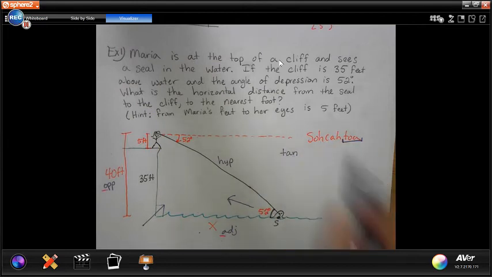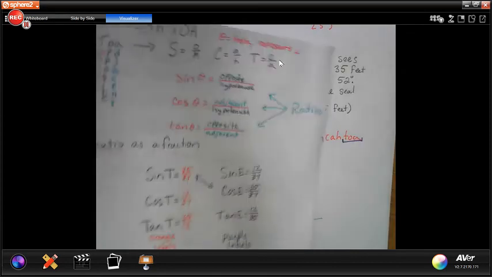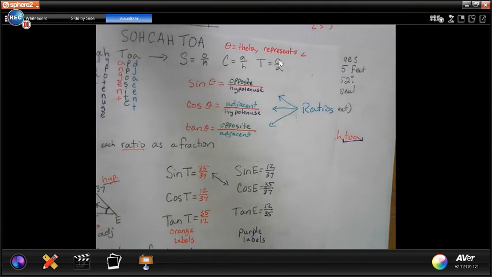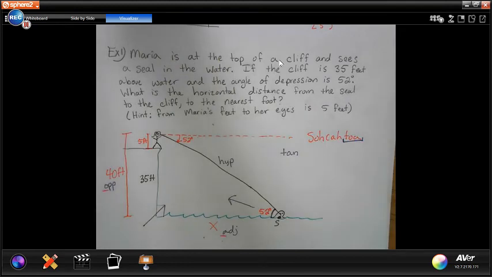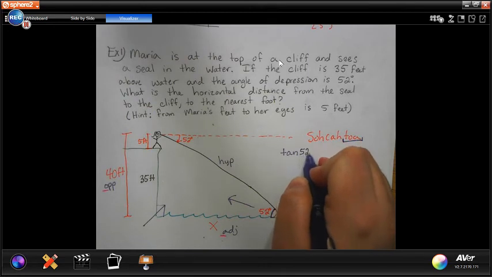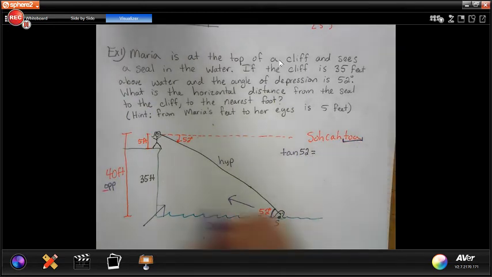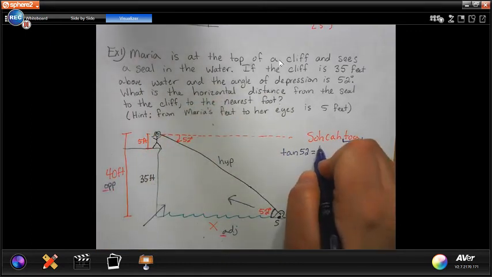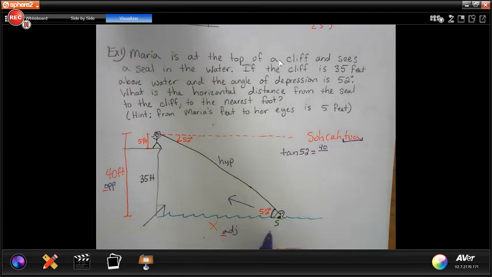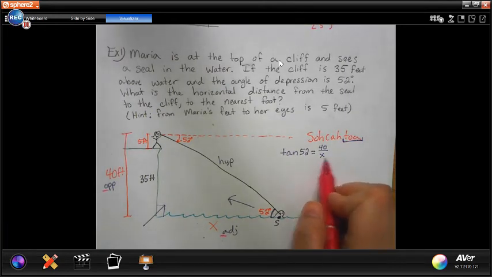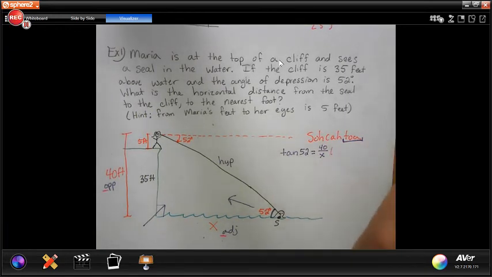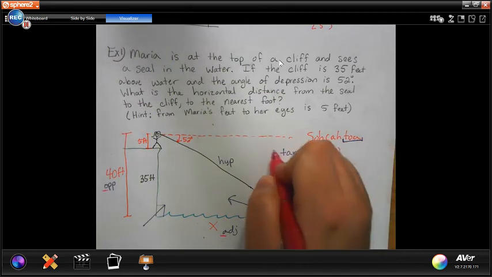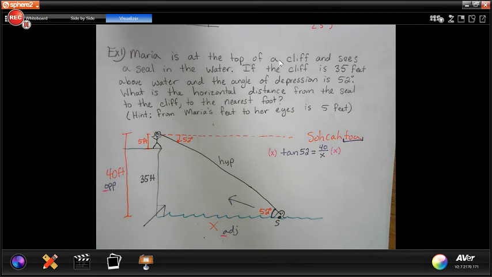Your angle goes next to tangent, if you remember, from SOHCAHTOA. Tangent is opposite over adjacent. Tangent of 52 degrees equals opposite over adjacent. The whole opposite, so we need the whole 40 feet, not just 35, over adjacent, which is x. We need to get x out of the denominator. Just like we did in the other two videos, we have to multiply by x to get it out of the denominator.